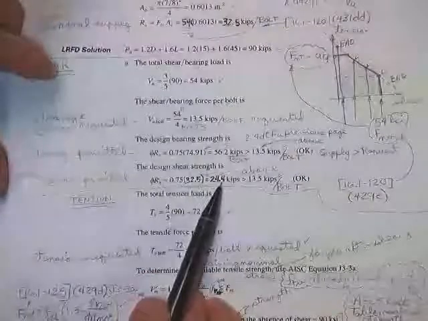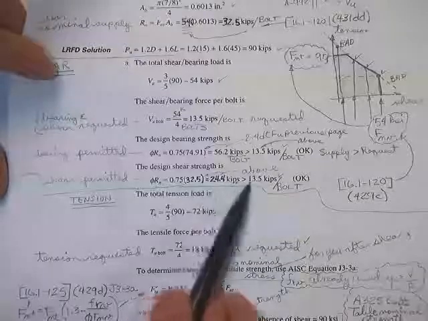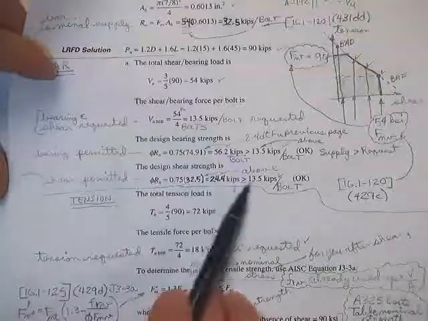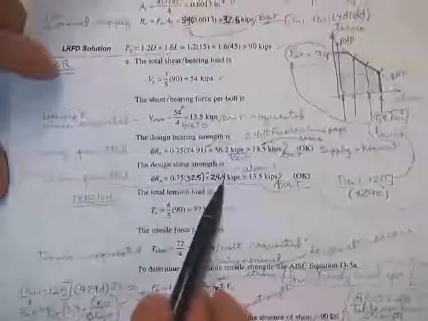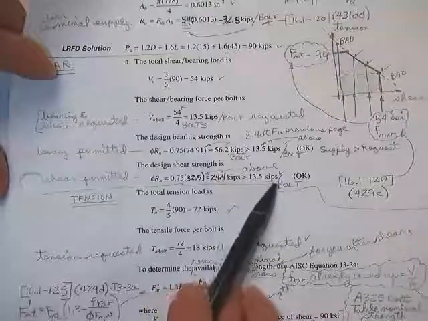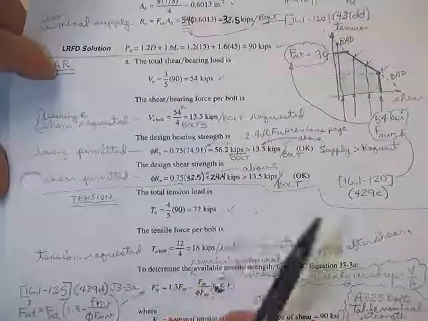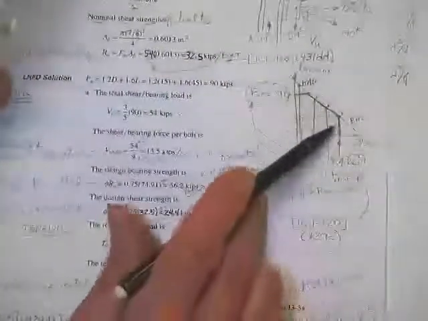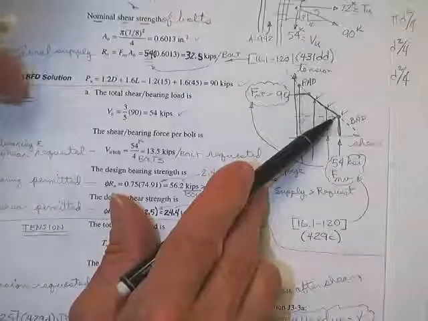Incidentally, the design shear strength is 24, and you're only asking for 13, so you've left me some room here in the shear. You haven't used up all the shear. If your numbers worked out and this said 24.4 is equal to 24.4 kips requested, then I'd say don't bother with any tension. Or you could still put a little tension because you remember this curve. You could still get tension, but you shouldn't expect too much.